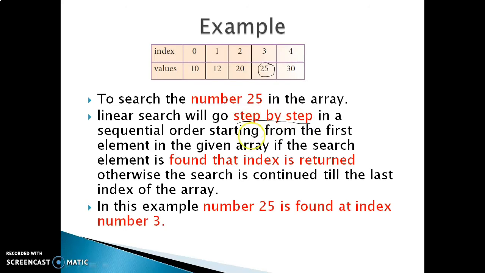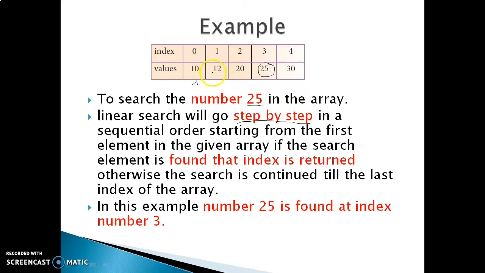How does the searching process go step by step in sequential order? It starts from the first element in the given array. If the search element is found, that index is returned. First I take the element 25. Your search element is 25, and we compare the value. The first element in this array is 10. Compare: 25 is equal to 10? Not matched.